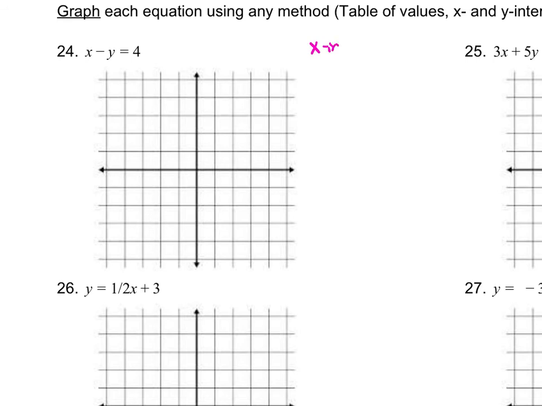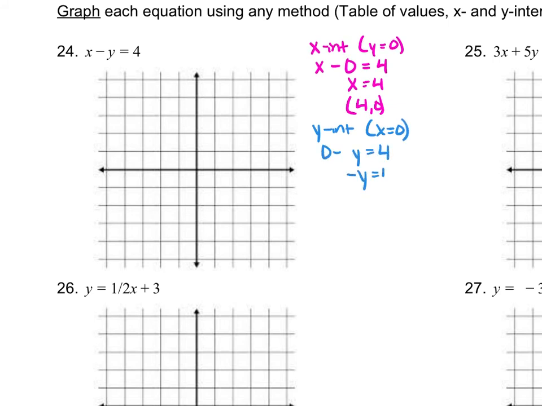So for the x-intercept, that's where y is 0. So we have x minus 0 equal 4, or x equal 4, so we've got the ordered pair 4, 0. Now to get the y-intercept, that's where x is 0. So we have 0 minus y equal 4, or negative y equal 4. Divide both sides by negative 1 to get y by itself, and y is negative 4. So we have 0, negative 4 for that ordered pair. So we have 4, 0, and it's on the x-axis. We have 0, negative 4. It's on the y-axis, and then we just draw a line through them, and we've graphed the line.